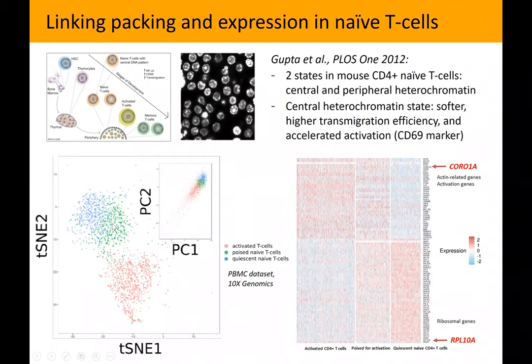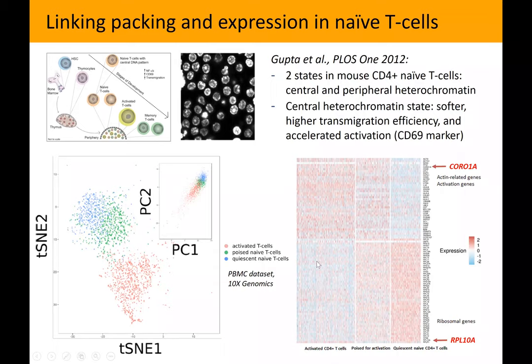The one that is closer to the activated state, we'll call the state of naive CD4 plus T cells that is poised for activation. And the other one, the blue one here, which is further away from the activated state, we'll call the quiescent naive CD4 plus T cells. You see here there are clearly two clusters, and one of them is closer to the activated state. So this is the first thing.